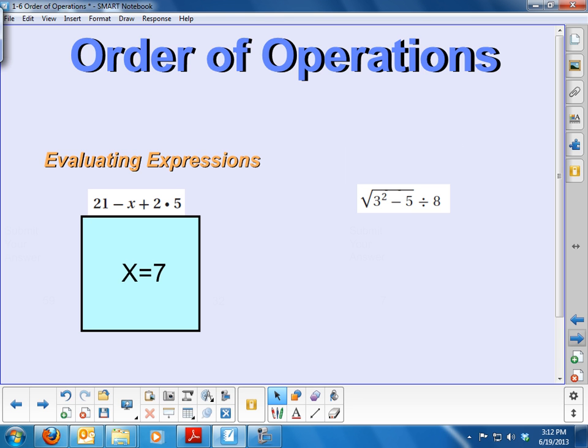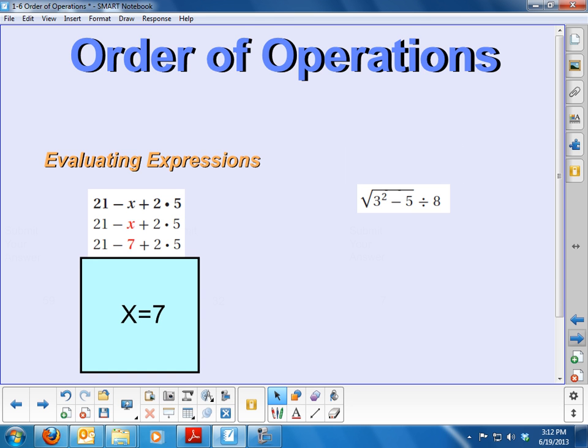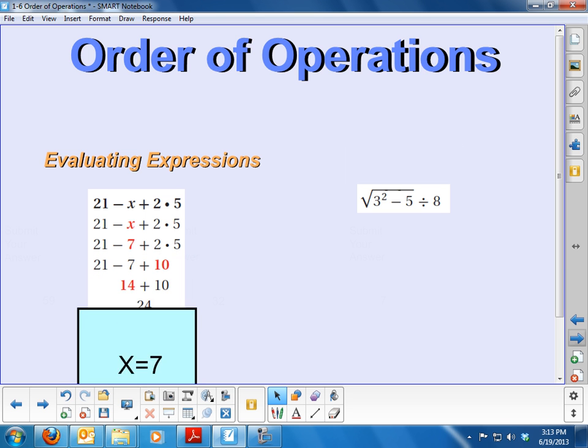Okay, here we're going to evaluate an expression. We've done this before, where we take a value that they gave us. Here they want x to equal 7, and we're going to substitute that 7 for x in our expression. So I'm just going to rewrite the problem, but instead of the x, I'm going to replace it with a 7. Now follow order of operations. Press pause. Work this out yourself. Press play. Make sure you get 24.